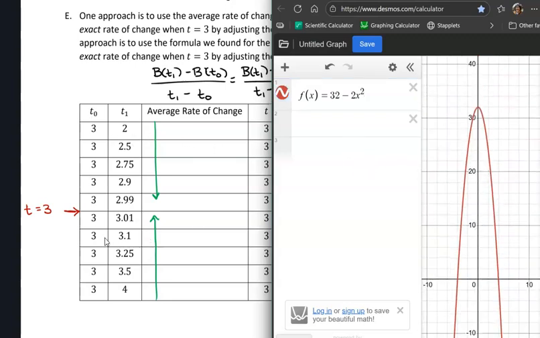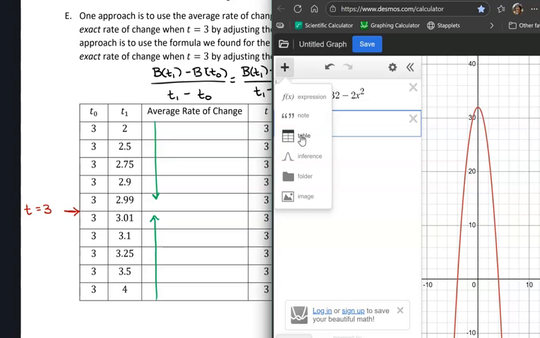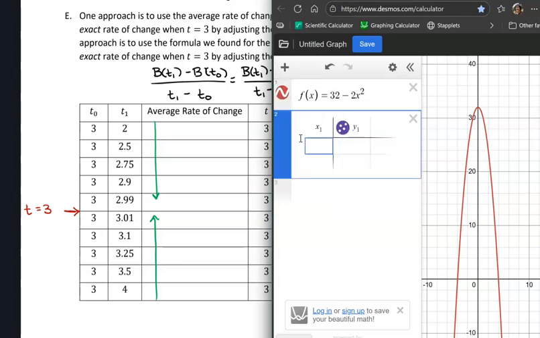Now what I want to do is create a table. There's this little add item function up here, and we can add a table. Even though this table is showing 3, that's not an interesting part of our table. 3 is staying put, so we don't need to input 3 each time. Instead, I want to input these values for t1. So I go 2, 2.5, so on and so forth.